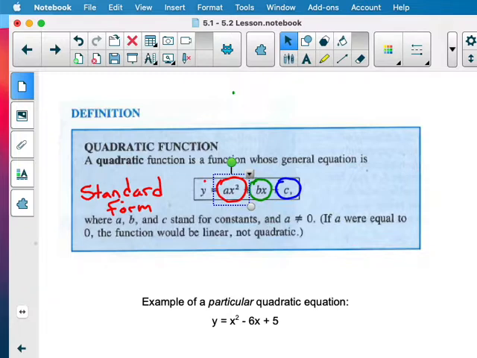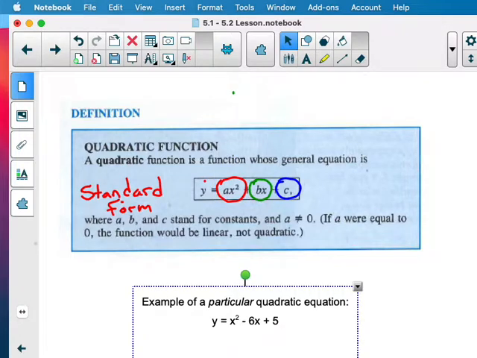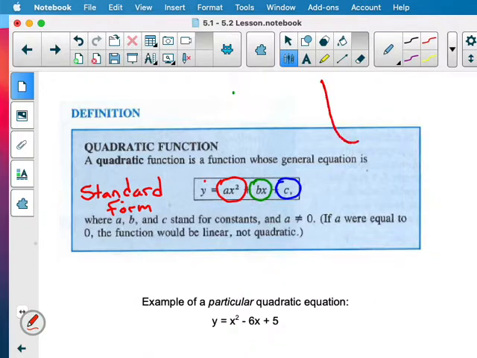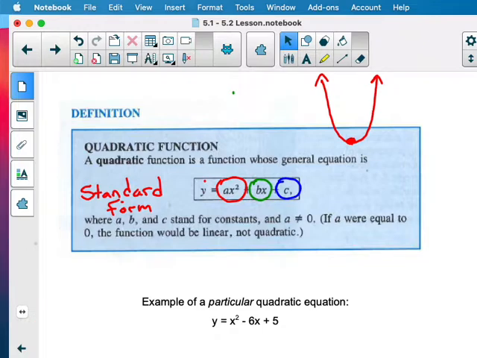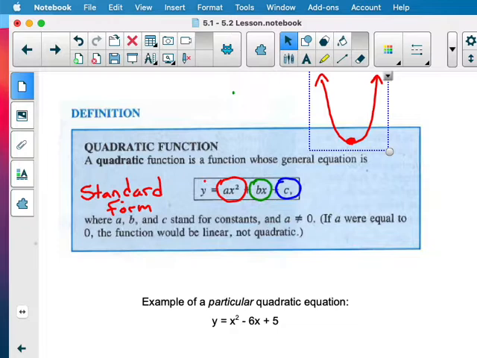Down below here, this is one example of a quadratic function, y equals x squared minus 6x plus 5. When we start looking at the graph of these, the standard graph of a quadratic function has this type of shape here. It's not a U, but it looks like a U. There's a critical point right here, which is a vertex. And this graph can be oriented opening up. It could also be oriented opening down. And then when we start studying parabolas, they can be oriented opening left and right there.